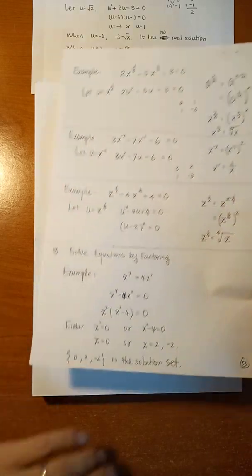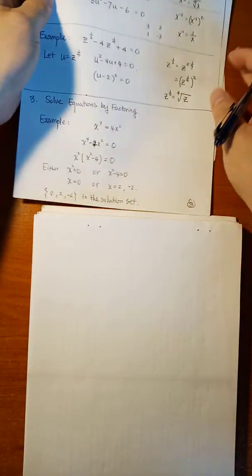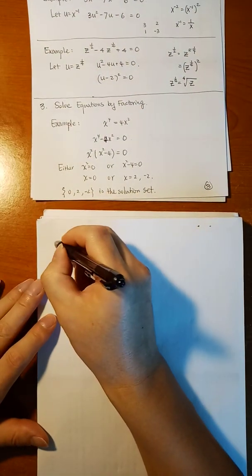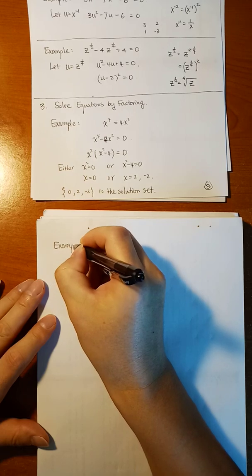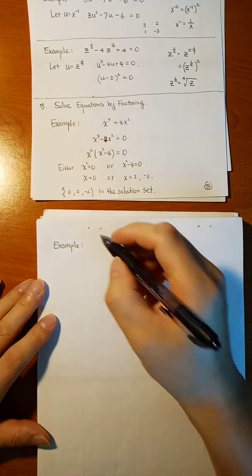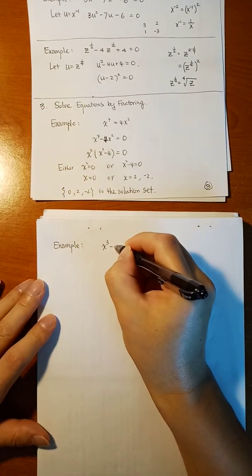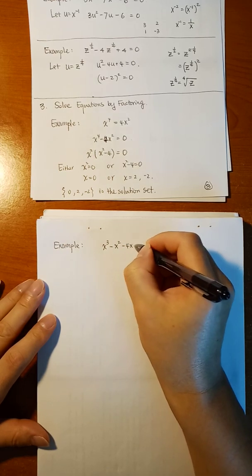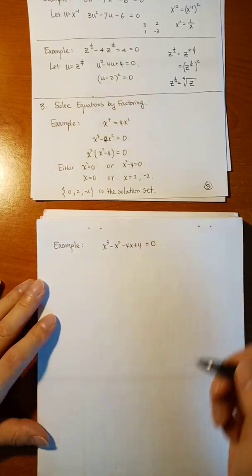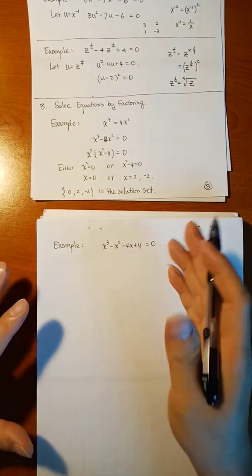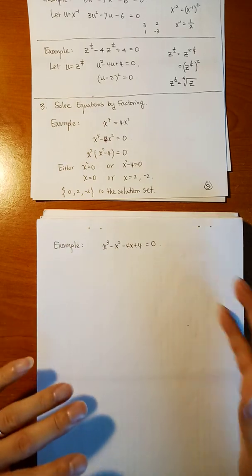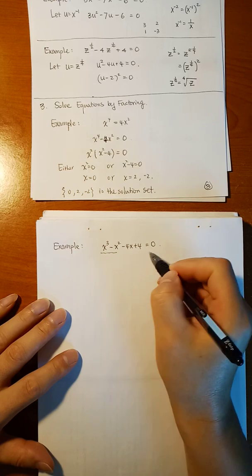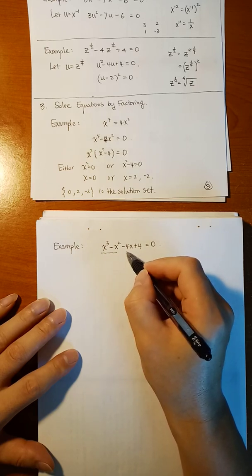Okay, so let's see the next. So the whole trick is a factorization. How do we factor it? So for example, the other one, we have x cubed minus x squared minus 4x plus 4 equal to 0. Okay, so already all the terms are on the left-hand side, 0 on the right-hand side. So we're going to group them. The first two terms, we group them together. Last two terms, we group them together.